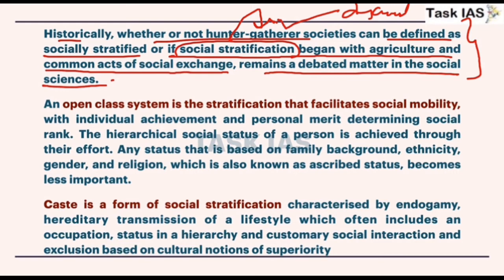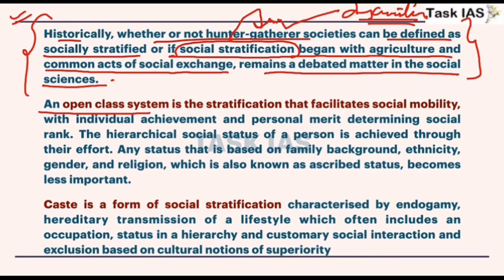For example, untouchability is some kind of discriminatory practice, but in hunting and gathering society, there can be some minute stratification, but discrimination was absent. So this is a debatable topic, and different thinkers have different points of view. An open class system is a stratification that facilitates social mobility.